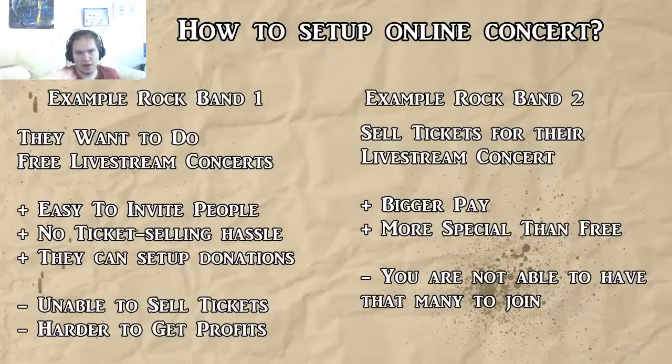We have example Rock Band 1, which has these familiar qualities, and then example Rock Band 2. We're going to be focusing now on example Rock Band 1 when it comes to doing a free live stream. People that have example Rock Band 2, who basically have to sell their tickets, you are still able to use these points that we are going to use for example Rock Band 1. But of course, minus the ticket selling. We're going to be looking at that last.